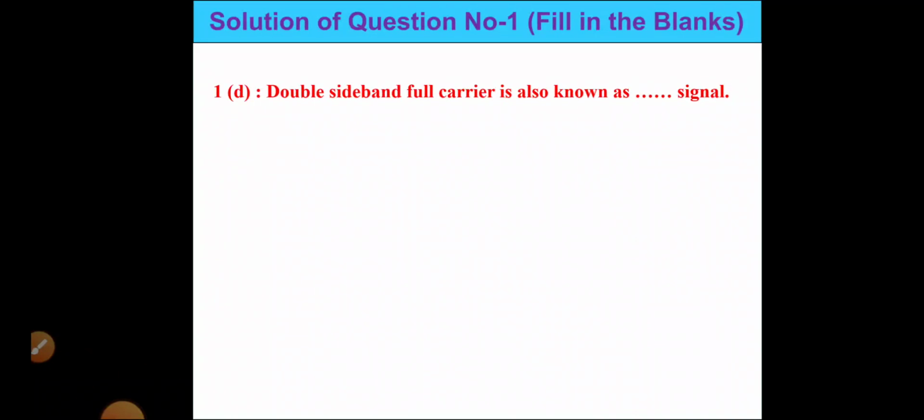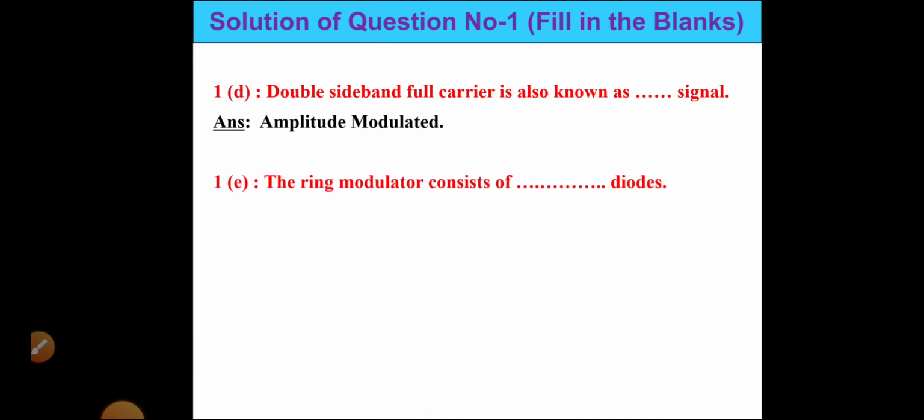Next question. Double sideband full carrier is also known as dash signal. Double sideband full carrier means both sidebands will be present as well as one carrier will also be present. So this signal is nothing but AM signal, that is amplitude modulation signal. So double sideband full carrier signal is also called amplitude modulation signal, because in amplitude modulation we have both sidebands as well as the carrier signal.